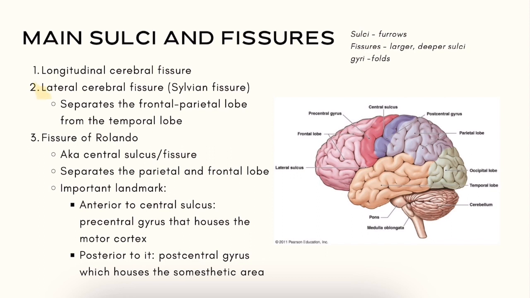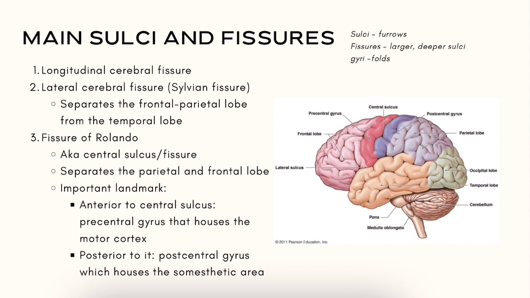Okay, now we have our lateral cerebral fissure right here. Okay, so this separates the frontal and parietal lobe from the temporal lobe. So this is your frontal lobe, this is your parietal lobe, this is your temporal lobe, and that is the separation from your temporal lobe right there.